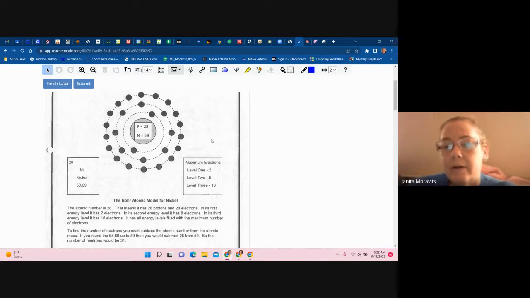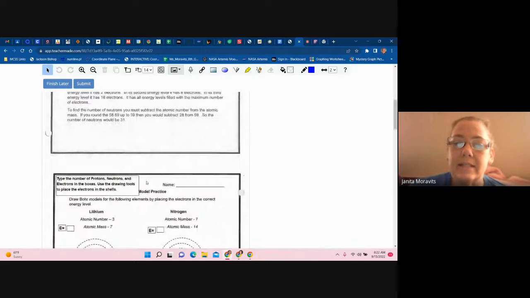And right over here, it has level 1 has 2, level 2 has 8, and level 3 has 18. We're only going to go with that. Remember, we talked about that sometimes level 3 could be 8 or 18. We're going to say it's 18 today. So your level 1 is 2, your level 2 is 8, and your level 3 is 18.